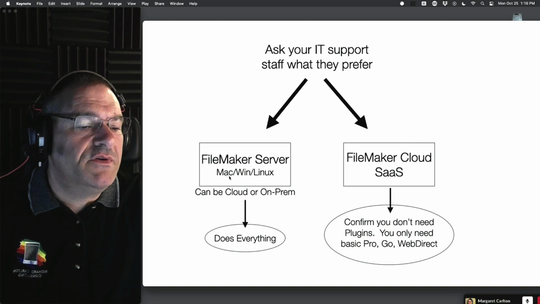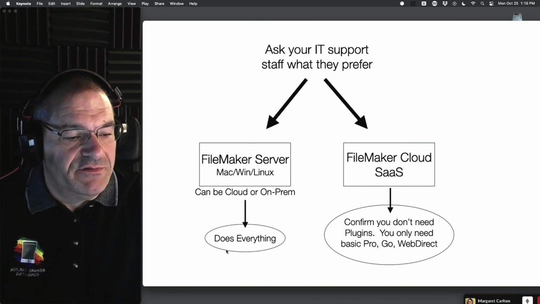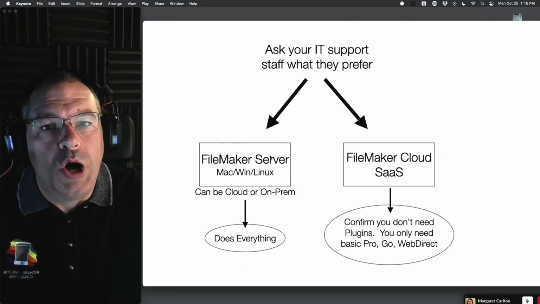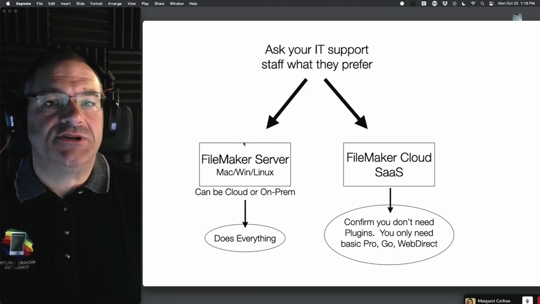Over here, you've got FileMaker Server, Mac, Windows, and Linux. And then this is like the full meal deal. This is like the maximum awesomeness of the FileMaker platform. This is max awesome right here, right?